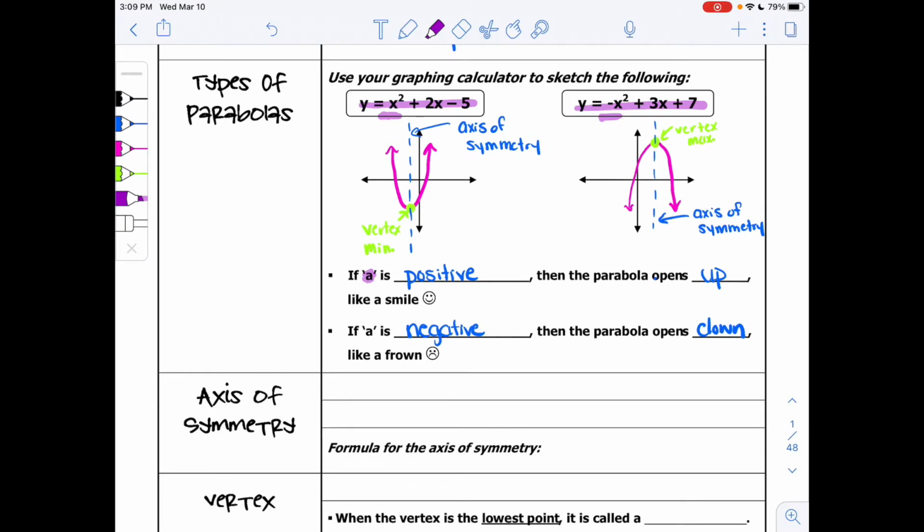Now remember, a can be any number. It doesn't have to be 1. It could be a 4 or a 2 or a negative 7. But if it's a positive number, it opens upward, like a smiley face. And if it's negative, it opens downwards, like a frown.